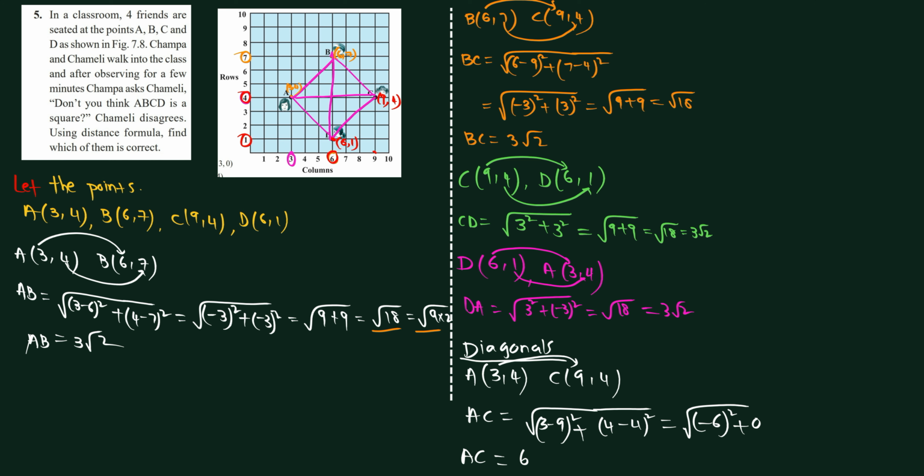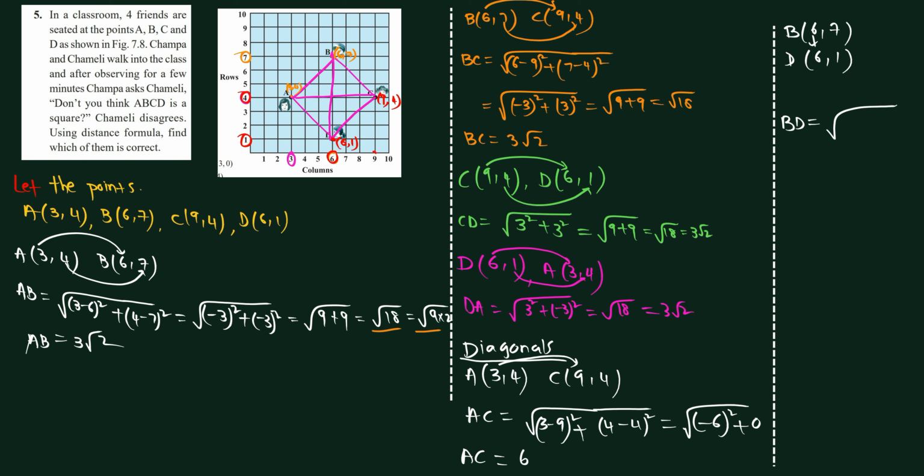Similarly, you find the BD, diagonal BD also. Diagonal BD. Find out B. What is the value of B? B is 6 comma 7 and D is 6 comma 1. So distance BD equal to root over (6 minus 6) is 0, (7 minus 1) whole square. That is 6 square. So BD also you will get here 6.